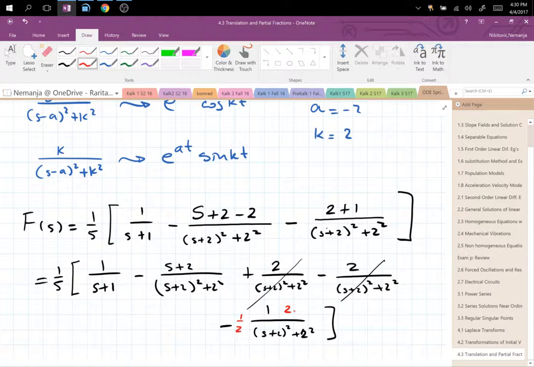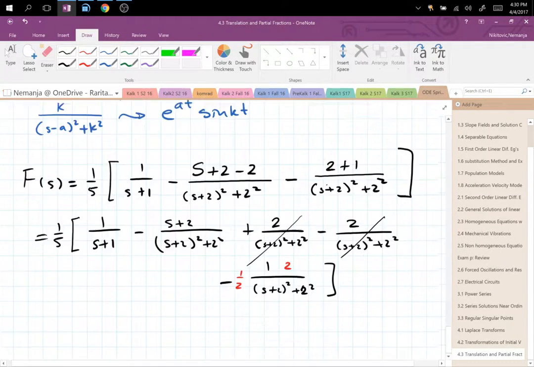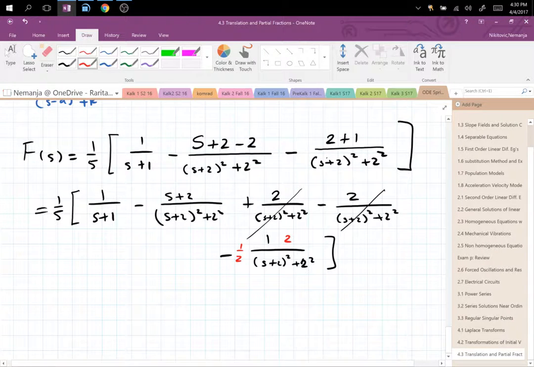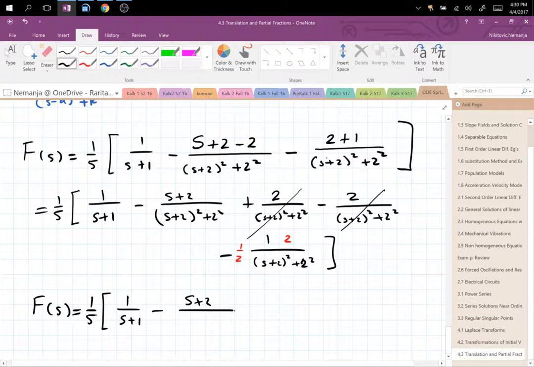And the final step here before we do inverse Laplace: I am writing F of s is equal to 1/5 bracket 1 over s plus 1, minus s plus 2 over (s plus 2) squared plus 2 squared, and minus 1/2 times 2 over (s plus 2) squared plus 2 squared.